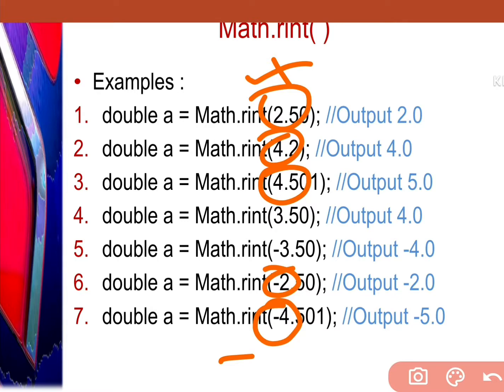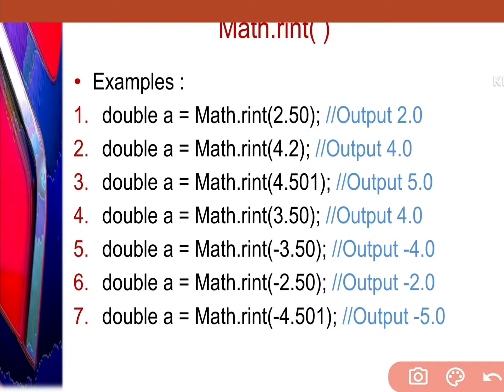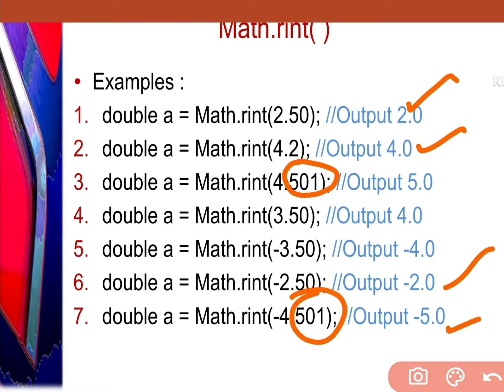See, when it is even, then till 0.5 it moves in the backward direction. Means, see, backward direction till 0.5. But when it is more than 0.5, then it is moving in the forward direction. Whether it is negative or positive, doesn't matter.